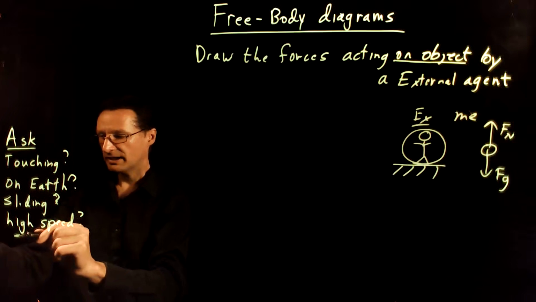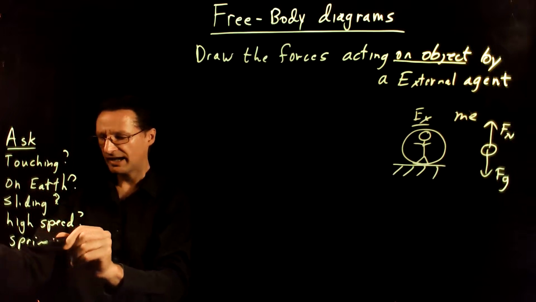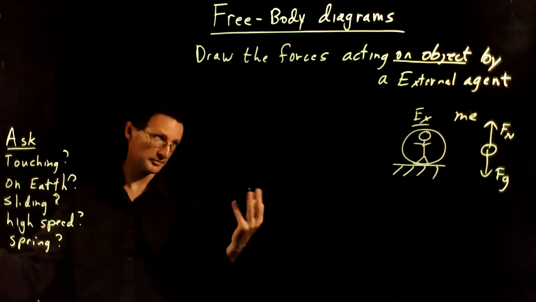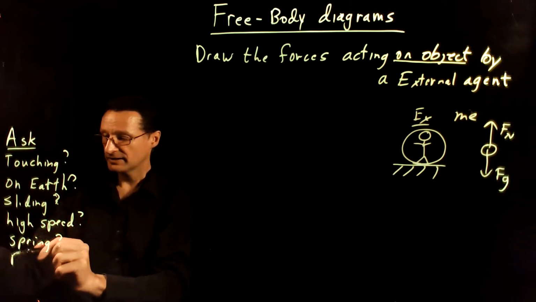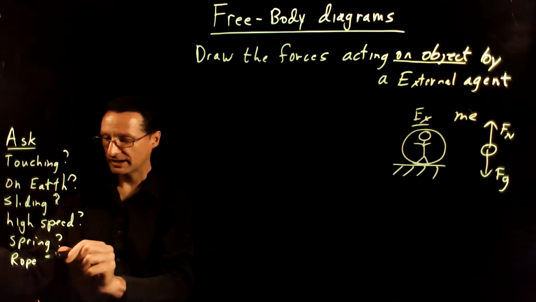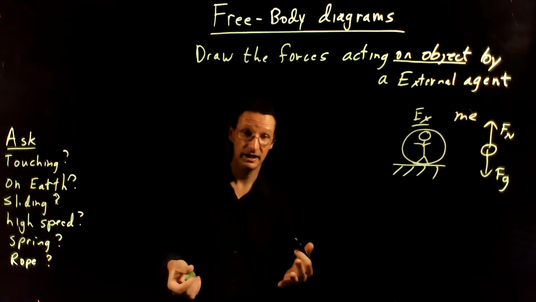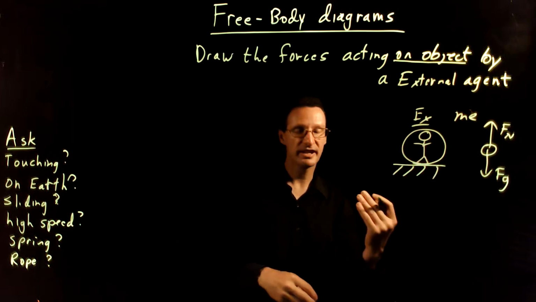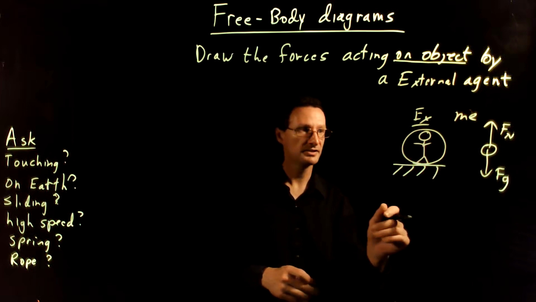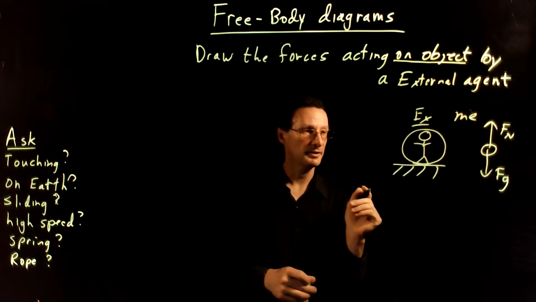Are there any springs attached? Well, there are no springs attached to me, so we don't have to worry about a spring force. And then finally, another one that's commonly encountered is, are there any ropes attached? In which case, tension would apply, ropes or chains. There are no ropes or chains attached to me, so there's no tension on me. So this is it. This is my free body diagram here.